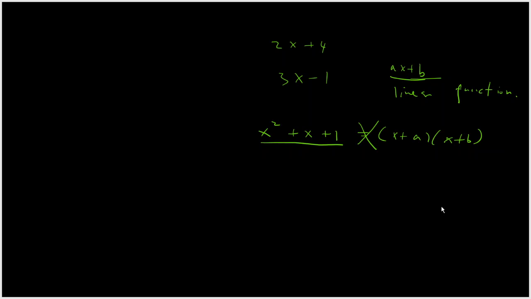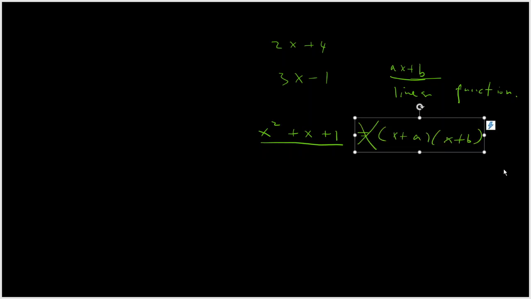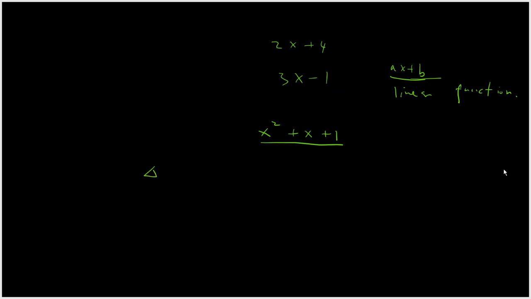How to determine that? I do not want to write any improper notations in your notes. How do you determine that? You use something called the discriminant. The notation for the discriminant is delta, uppercase delta.